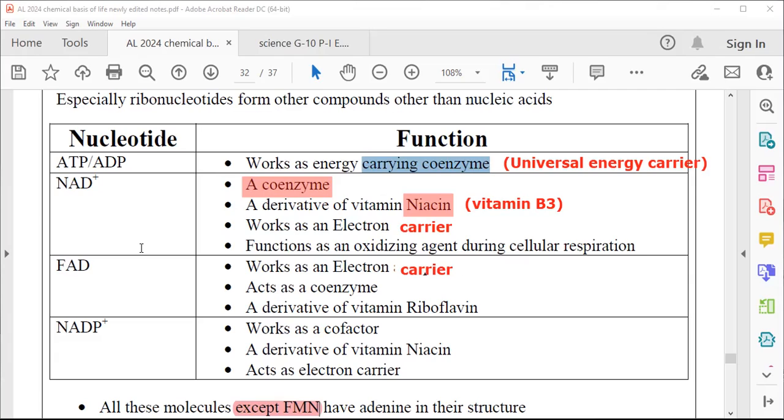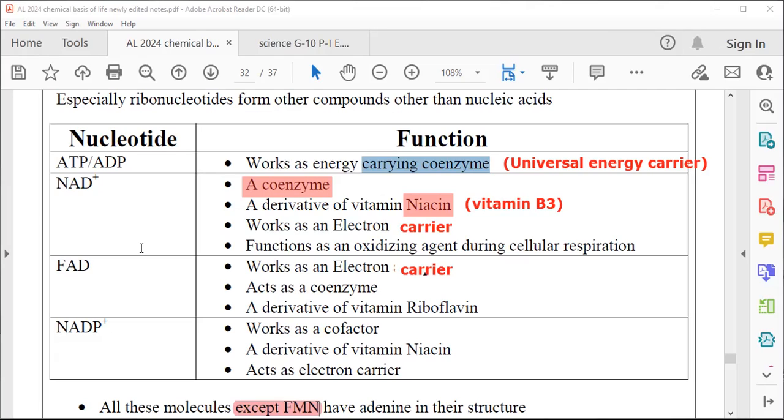You come to the next heading, FAD, flavin adenosine dinucleotide. It is also an energy carrier. It is also acting as a coenzyme. The vitamin related to FAD is whom? Riboflavin.